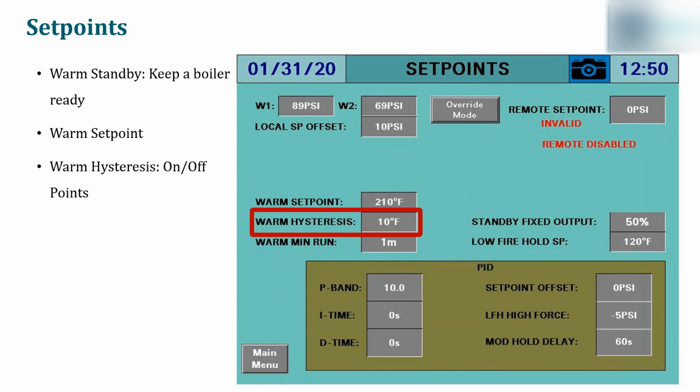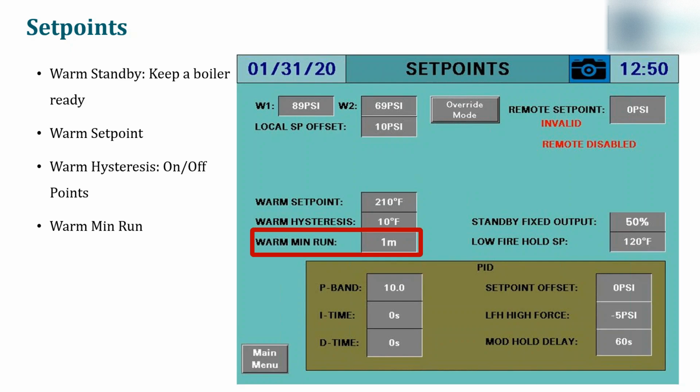And then the warm hysteresis value is basically how you turn on or off that burner. So right now it's set for 10 degrees Fahrenheit. So that means when the boiler temperature is below 200 degrees Fahrenheit, it's going to turn on that burner. And if it's above 220 degrees Fahrenheit, it's going to turn off that boiler. Okay, so you basically just add this hysteresis number or subtract this hysteresis number from the set point in order to achieve your on or off points.